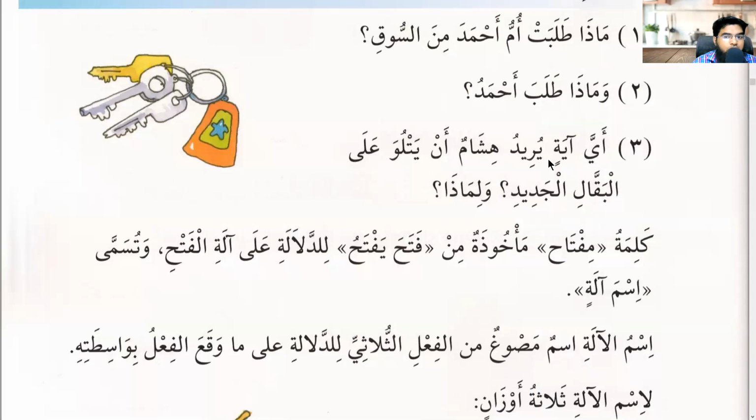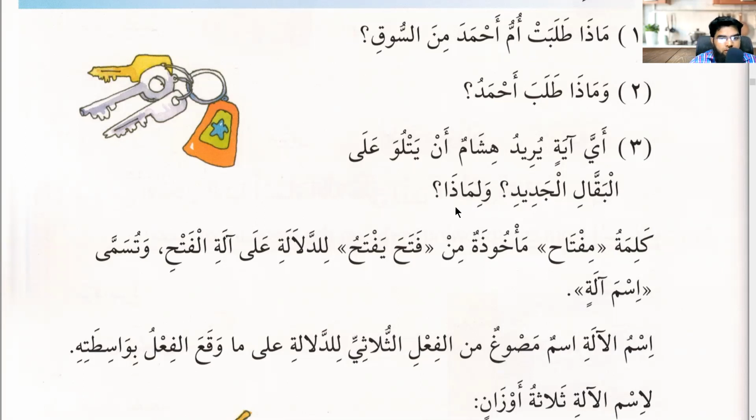أي آية يريد هشام أن يتلو على البقال الجديد. ولماذا? Which verse Hisham wants أن يتلو, أن came so منصوب, right? To recite على البقال الجديد, to recite on the new grocer. يتلو على, someone means recite to him, because ala you cite on him, that means to him, and it's very common in the Quran. يتلون عليهم آياته. They recite on them. عليهم means to them, obviously. On them means to them. In Urdu we say उनके ऊपर आयतें तिलावत. That means same thing.